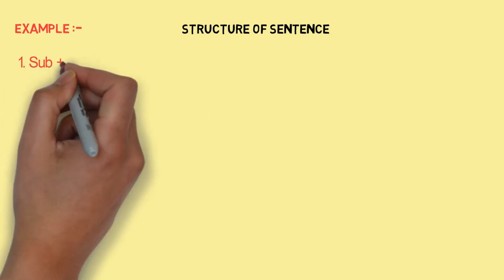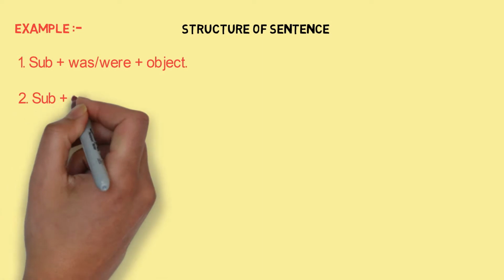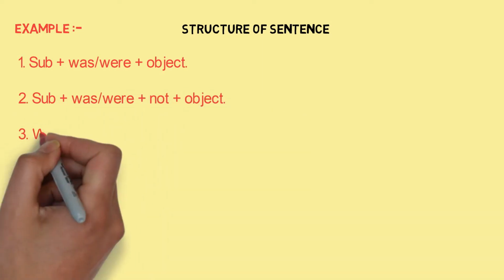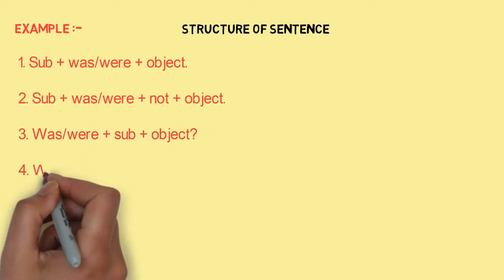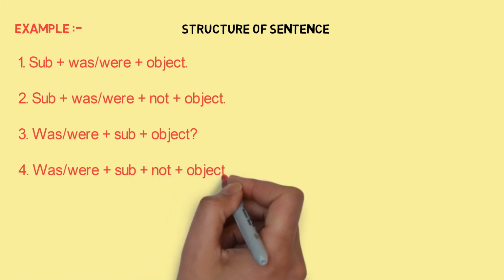As an example, the structure of sentence given: subject plus was, were plus object. Second, subject plus was, were plus not plus object. Third, was, were plus subject plus object plus question mark. Fourth, was, were plus subject plus not plus object plus question mark.